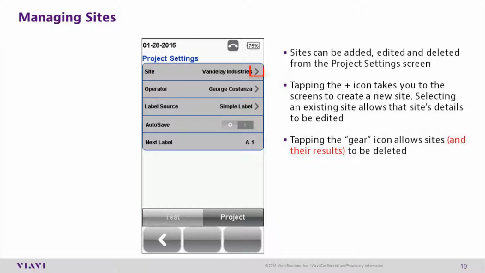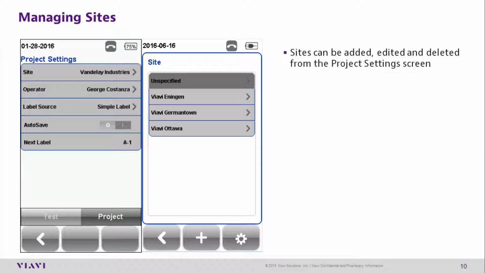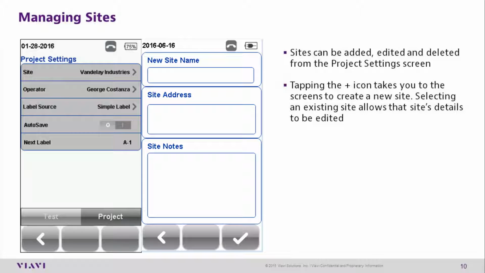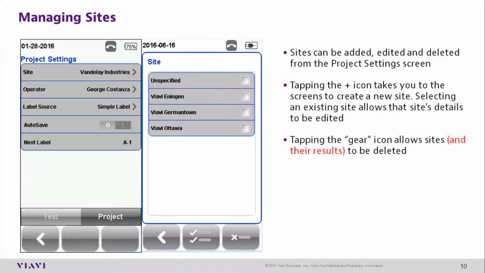Managing sites. Tapping the arrow next to Site under Project Settings will allow you to add, edit, or delete current sites. Pressing the plus icon will allow you to add a new site. Selecting a current site allows the site's details to be edited. Tapping the gear icon will allow you to delete sites.